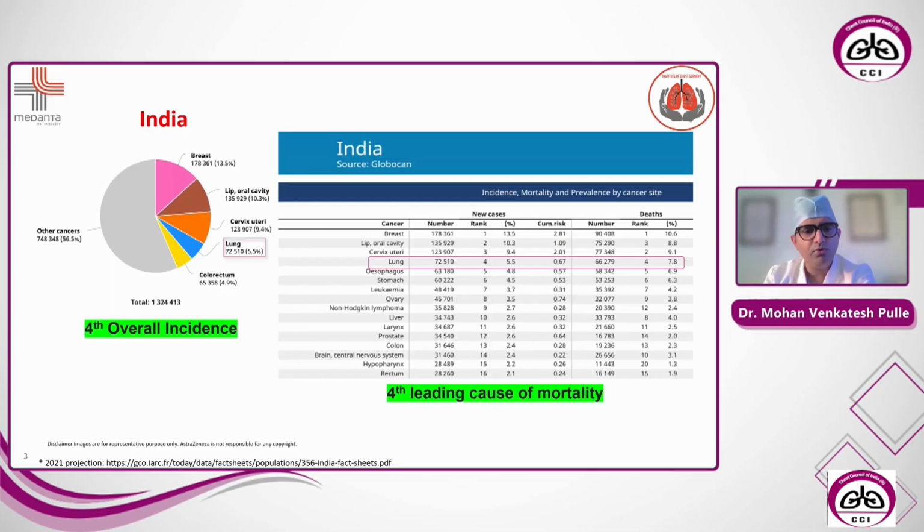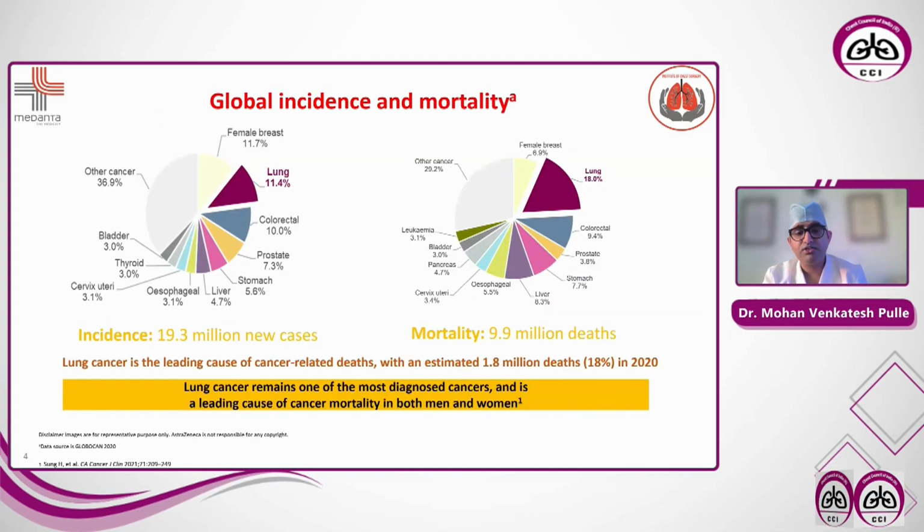So if we go by the GLOBOCAN data, lung cancer is the fourth in overall incidence in India, and it is also the fourth leading cause of mortality as far as cancer-related mortality is concerned. And we have an incidence of 19.3 million new cases and mortality of 9.9 million deaths in a year, which is a huge number as far as lung cancer is concerned.